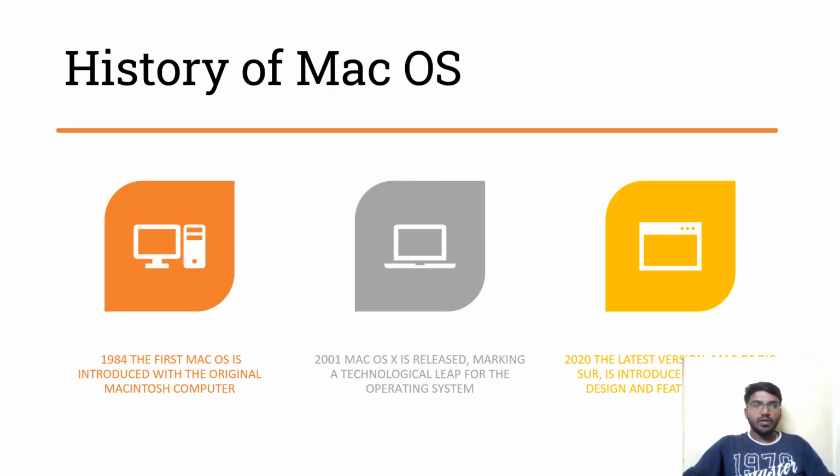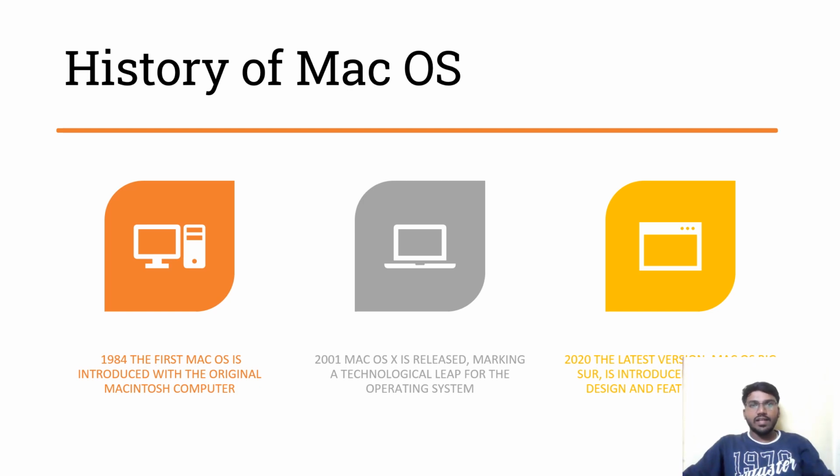In this slide, you're going to learn about the history of macOS. In 1984, the first Mac OS was introduced with the original Macintosh computer. In 2001, Mac OS X was released, marking a technological leap for the operating system. In 2020, the latest version, macOS Big Sur, was introduced with major design and feature updates.